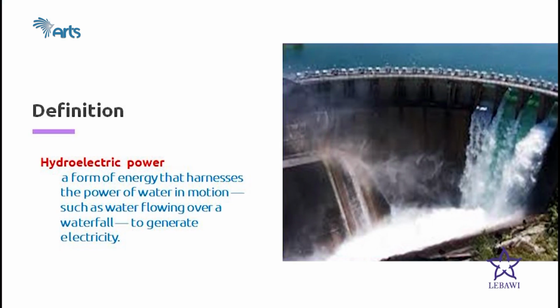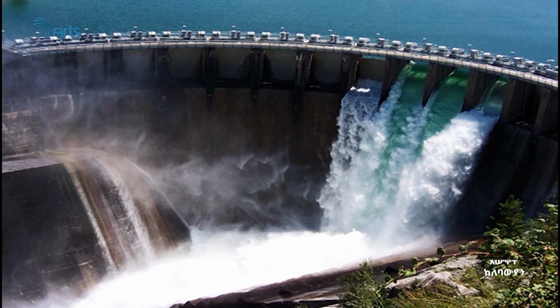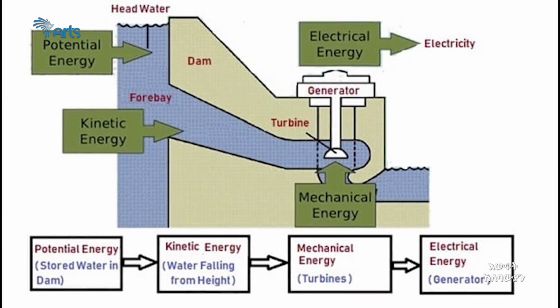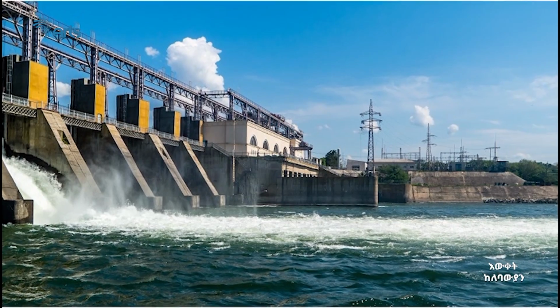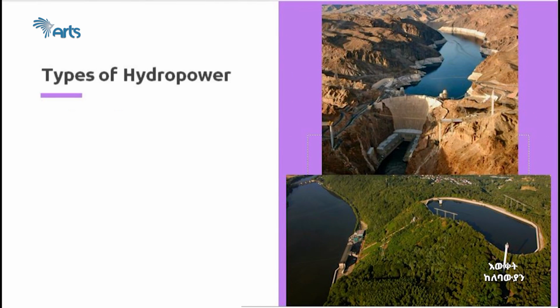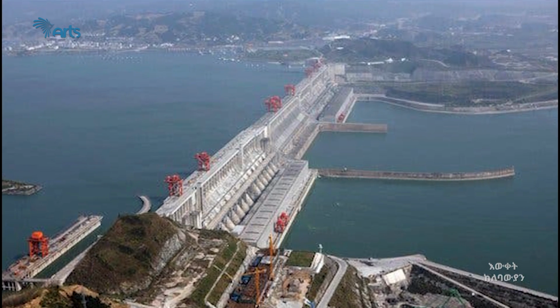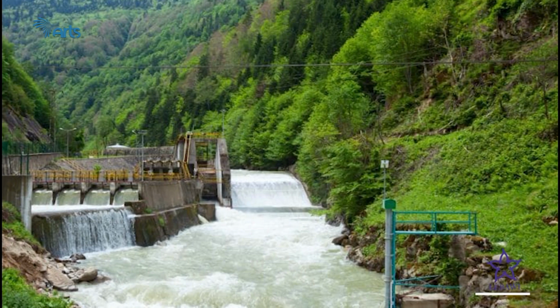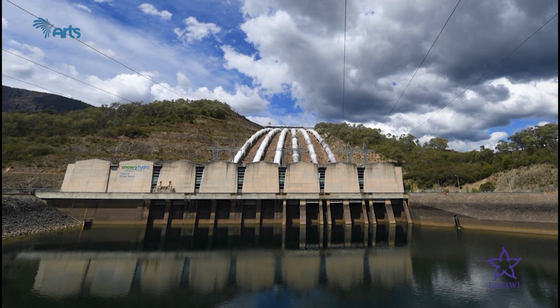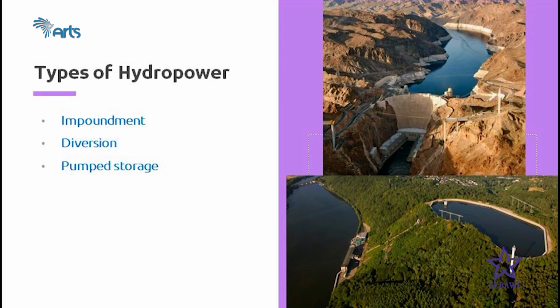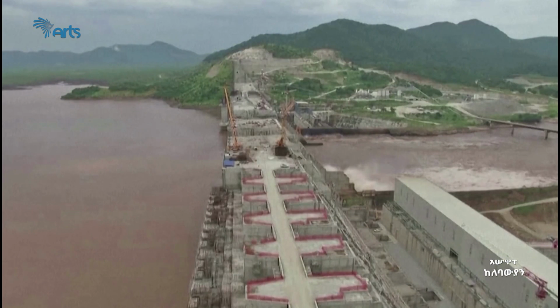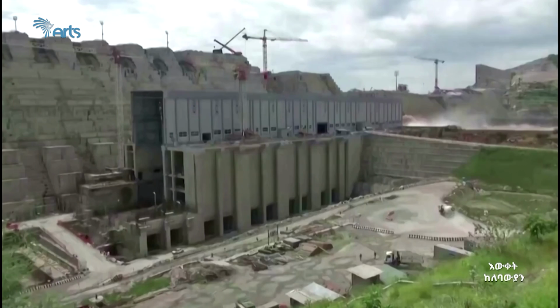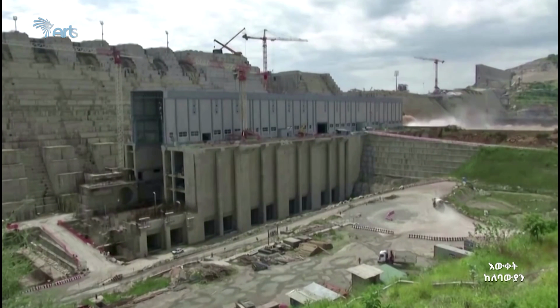Hydroelectric power is the production of electricity by harnessing the gravitational potential energy of falling water without using up the water. There are three types of hydroelectric power facilities: impoundment, diversion, and pumped storage. The most common type of hydroelectric power plant is an impoundment facility. The Grand Ethiopian Renaissance Dam can be considered a typical example of an impoundment facility.